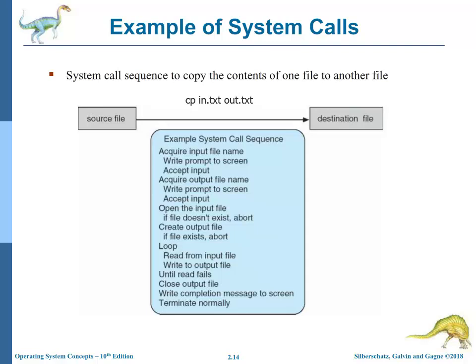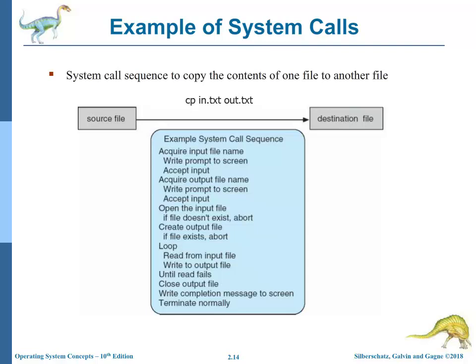So cp in Unix is the command to copy a file. The source file is in.txt. The destination file is out.txt. So we have several steps for the call sequence to finish. First, we acquire the input file name: we write a prompt to the screen and accept this input. Then we acquire the output file name. We write a prompt to the screen and accept input.